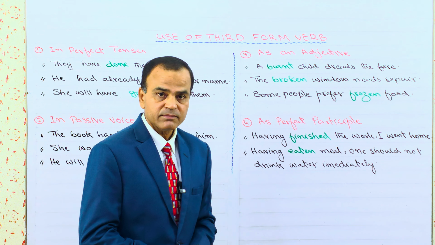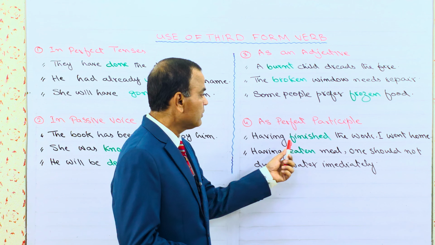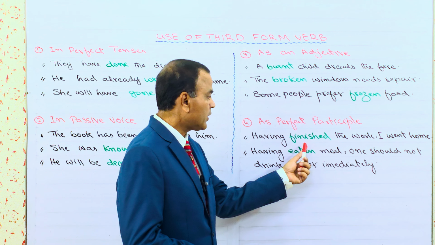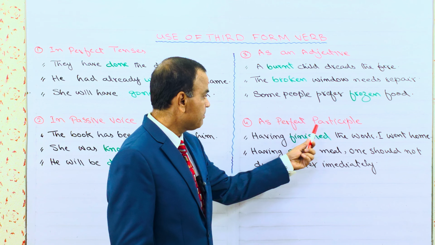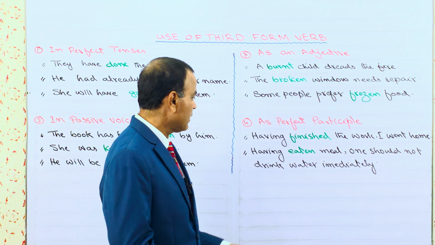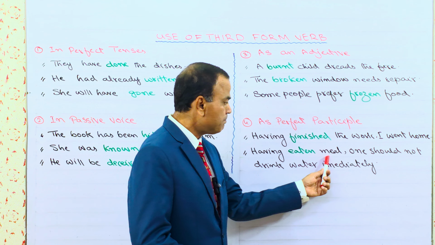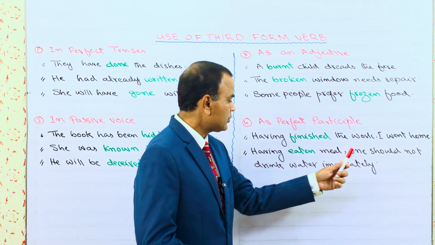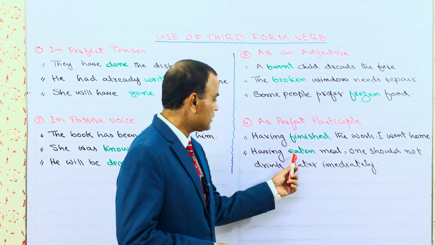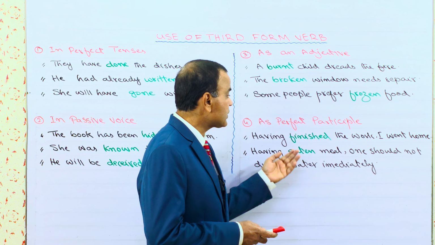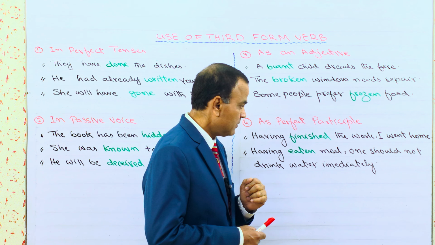Let's have a look at it. Like, having finished the work, I went home. Here finished, third form, being used as perfect participle. Having eaten meal, one should not drink water immediately. Eat, ate, eaten. Here eaten is used as perfect participle.